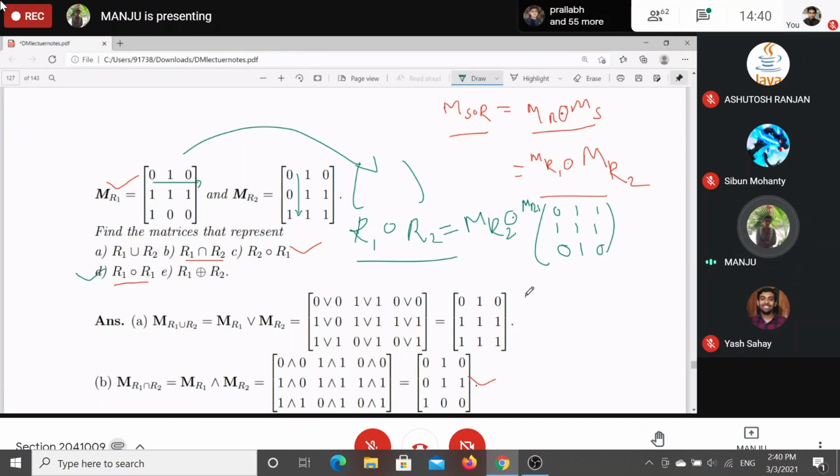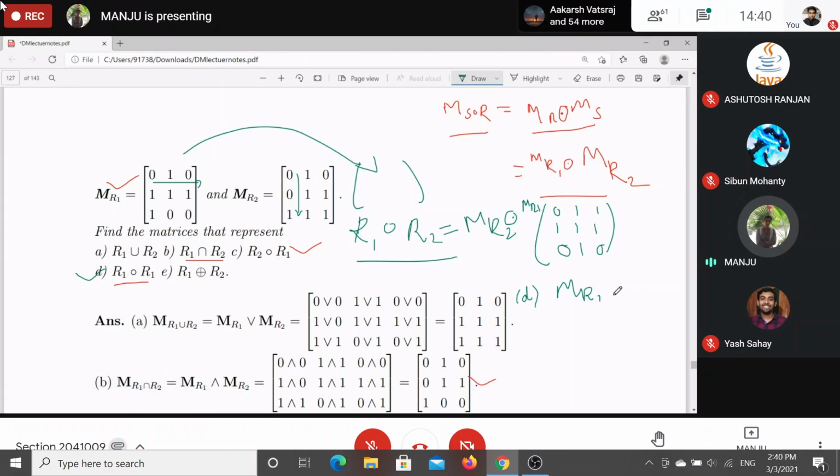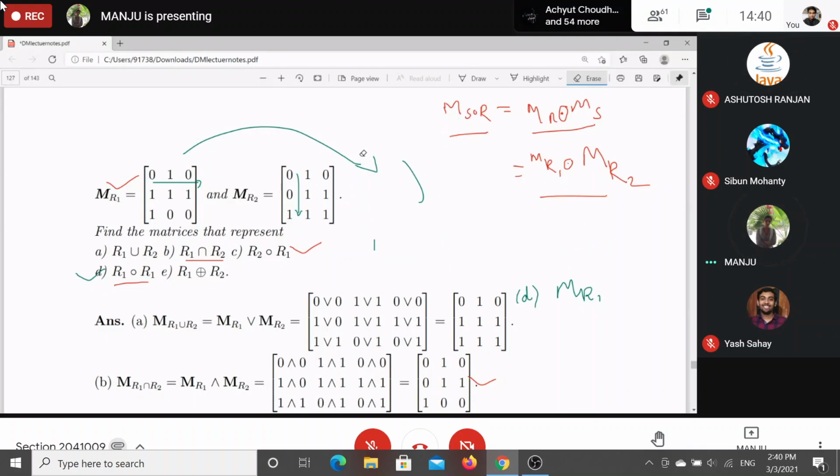What about D? R1 composition with R1. R1 composition with R1, and the Boolean product of R1 with itself. R1 with itself, right? MR1 with itself. So what will it be?